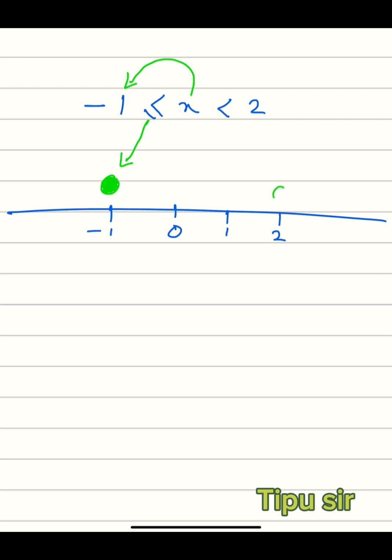And we make a circle on 2 as well, but we will not shade it. According to the inequality, x is greater than minus 1, so the arrow will be towards the right hand side, and x is less than 2, the arrow will be towards the left hand side. That's pretty much everything you need to learn about inequalities.